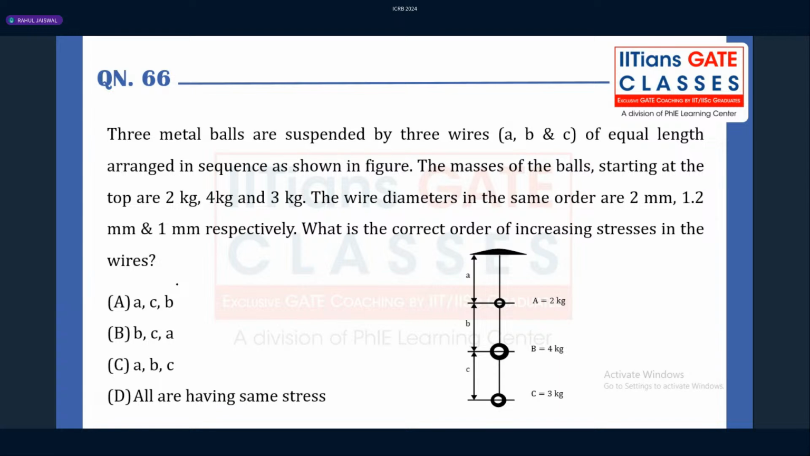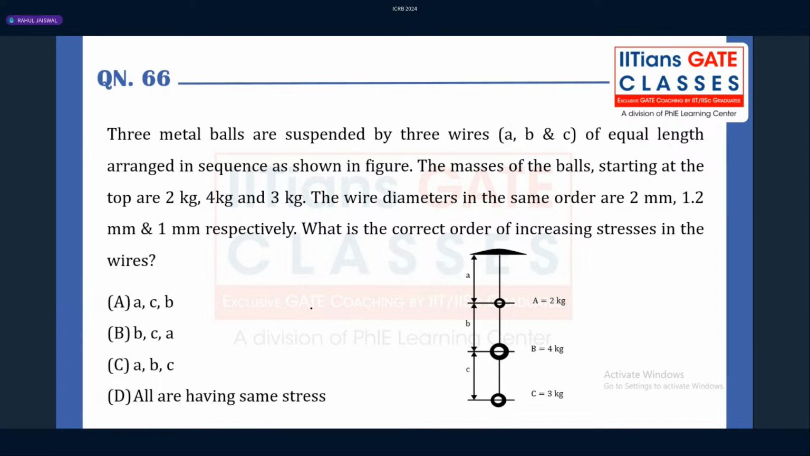Coming back to the next question from strength of materials. Try to go through the question, guys. What we are getting: 3 metal balls suspended from 3 wires of equal length arranged in series. The masses of the balls starting at the top are 2 kg, 4 kg, 3 kg. The wire diameters are 2 mm, 1.2 mm, and 1 mm respectively. What is the correct order of increasing stresses in the wires?